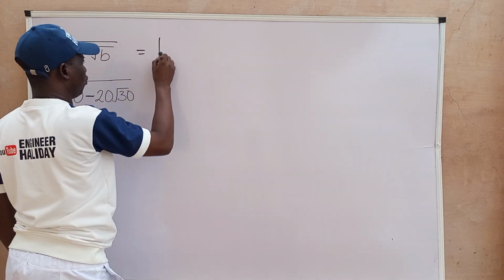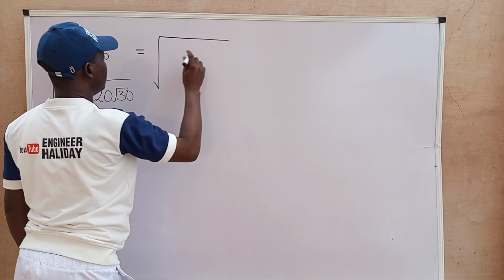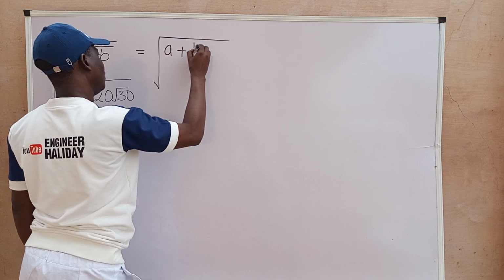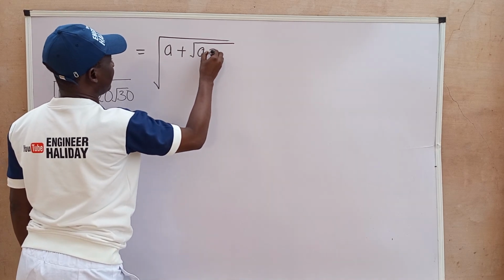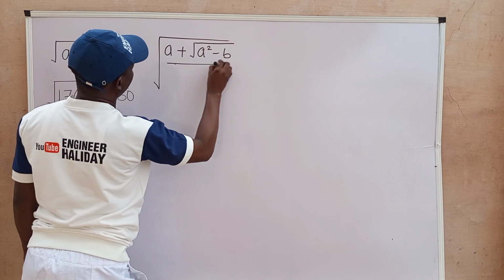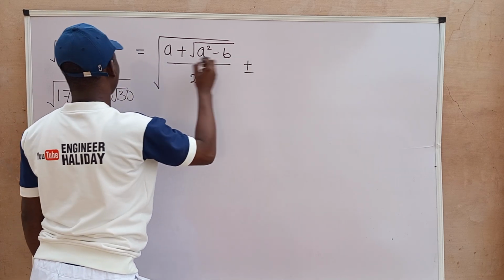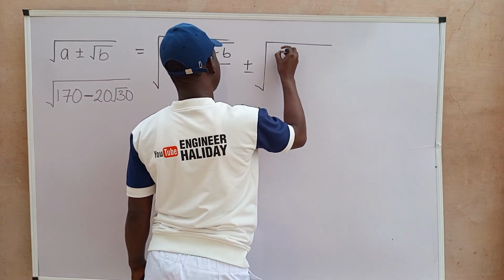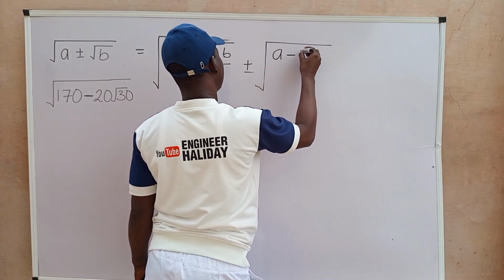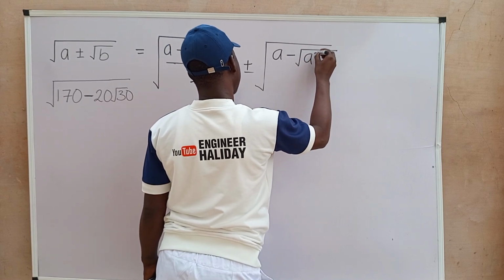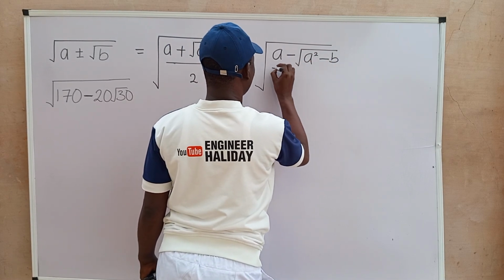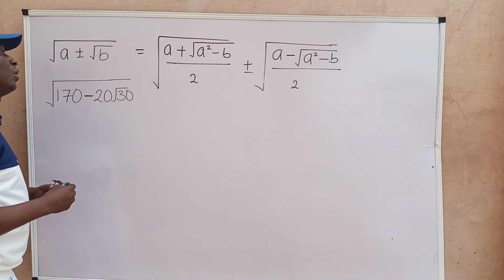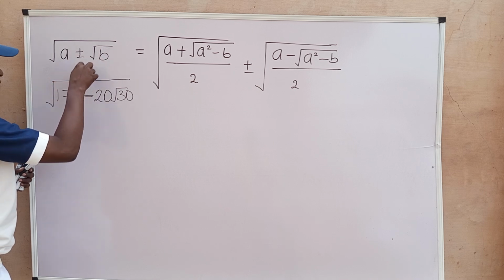Now, what you want to do is just take a square root, then you have your a plus square root of what? A squared minus b all divided by 2 plus or minus the middle. Then a again minus square root of a squared minus b all divided by 2. So this will be the answer to finding the square root of a plus or minus square root of b.